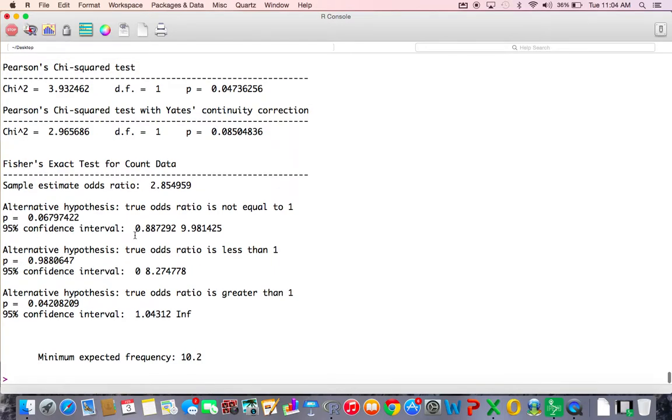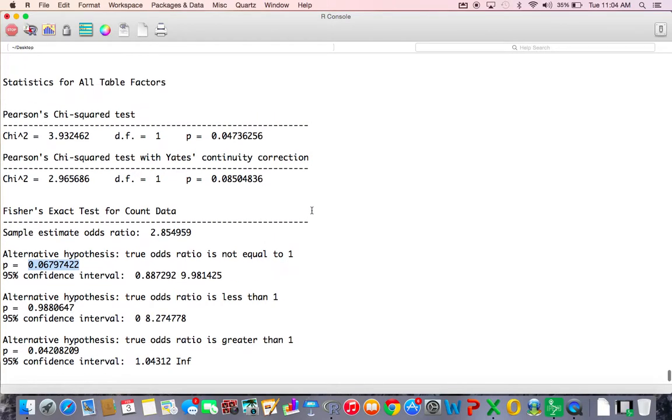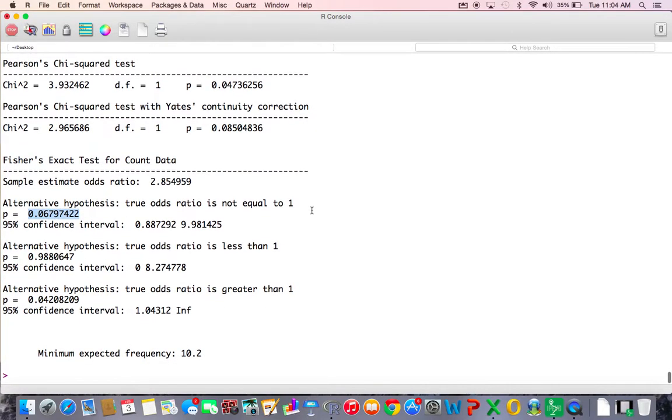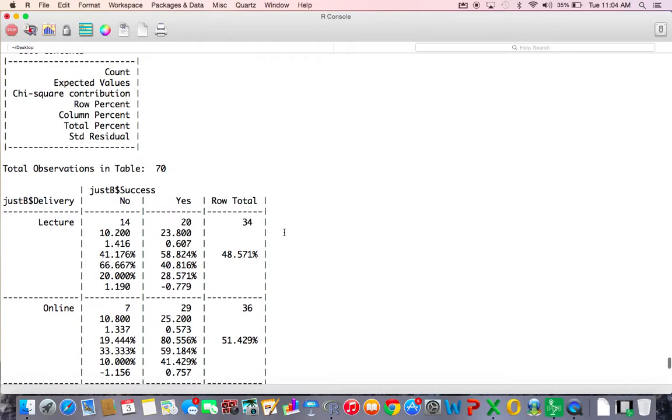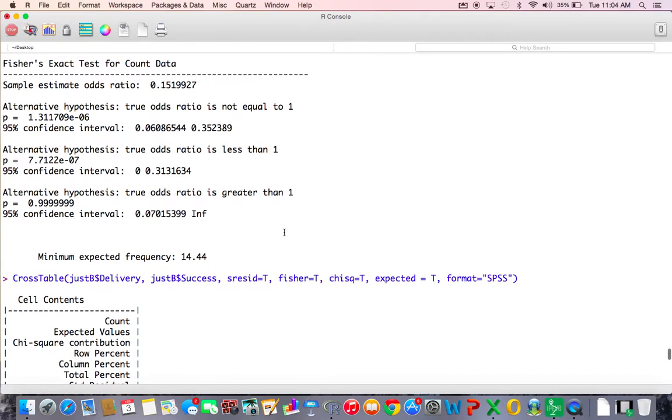So notice our 95% confidence interval for the odds ratio contains 1, so it's not statistically significant. All right, guys, this one's going to be interesting to write up. First thing I'd want to do here is take a look at the odds ratios for success.